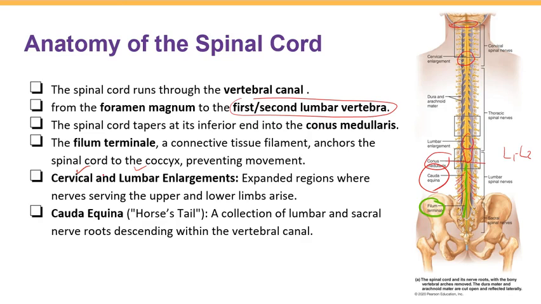So then, as you can see here, let's review it. The spinal cord runs through the vertebral canal from the foramen magnum of the occipital bone to L1, L2, and after L1, L2, this ending part of the spinal cord is the conus medullaris. Then we have the cauda equina inside the vertebral canal, and the spinal cord is connected to the coccyx through the filament called the filum terminale.